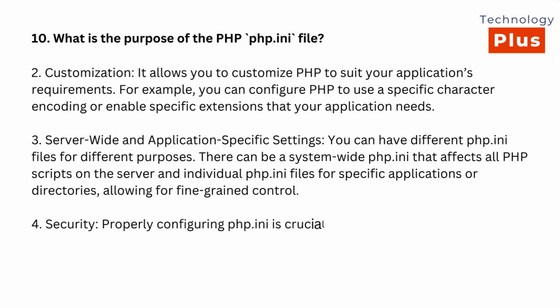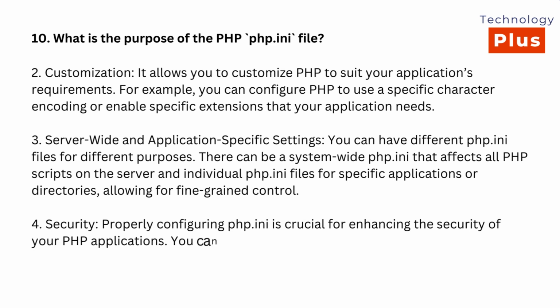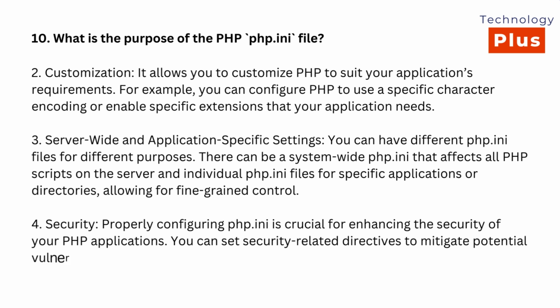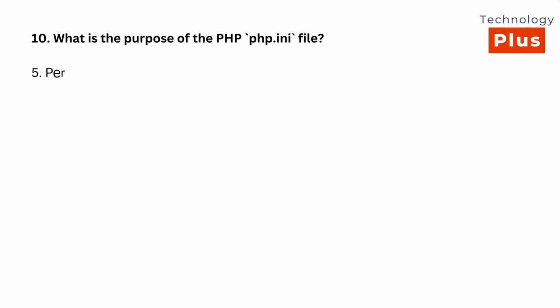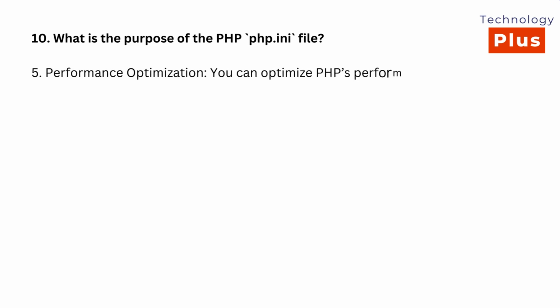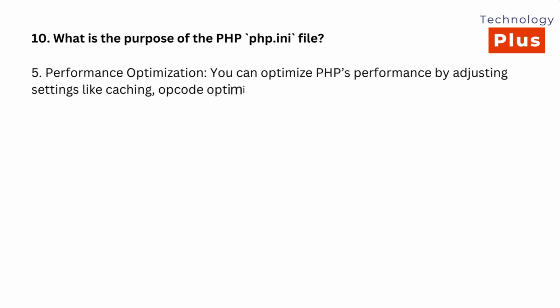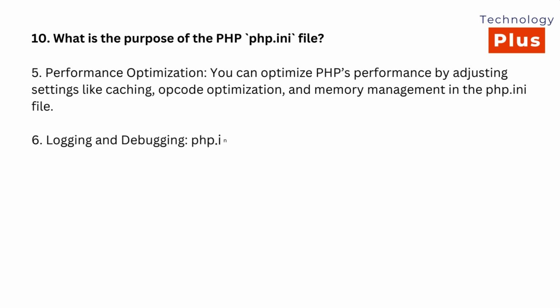4. Security. Properly configuring php.ini is crucial for enhancing the security of your PHP applications. You can set security-related directives to mitigate potential vulnerabilities and protect against common attacks. 5. Performance optimization. You can optimize PHP's performance by adjusting settings like caching, opcode optimization, and memory management in the php.ini file.